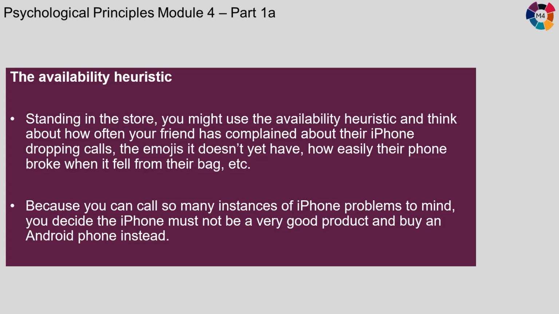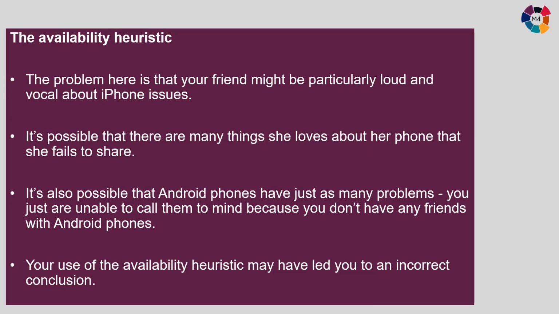The problem here is that your friend might be particularly loud and vocal about iPhone issues. It's possible that there are many things she loves about her phone that she fails to share. It's also possible that Android phones have just as many problems. You just are unable to call them to mind because you don't have any friends with Android phones talking about them all the time. Your use of the availability heuristic may have led you to an incorrect conclusion.